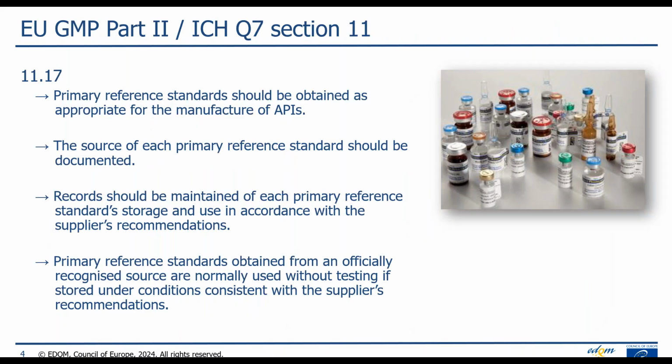Okay, so in EU GMP Part 2 or ICH Q7, Section 11 for laboratory controls describes the requirements for reference standards. Paragraph 11.17 talks about obtaining primary reference standards, documenting the source, maintaining records for their storage, and using them in accordance with the supplier's recommendations. It also clarifies that you can use the primary reference standards without testing if they're obtained from an officially recognized source and stored under the appropriate storage conditions.